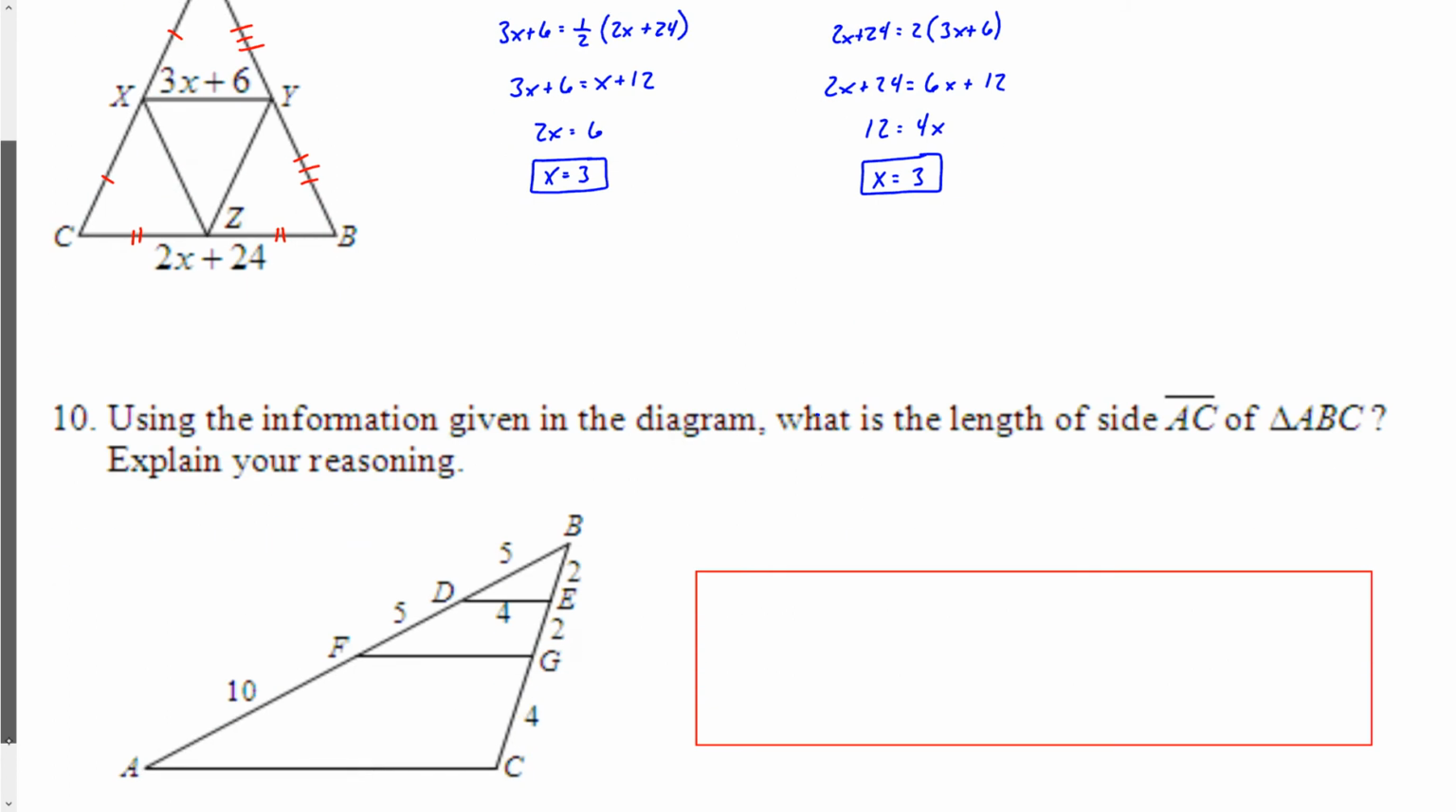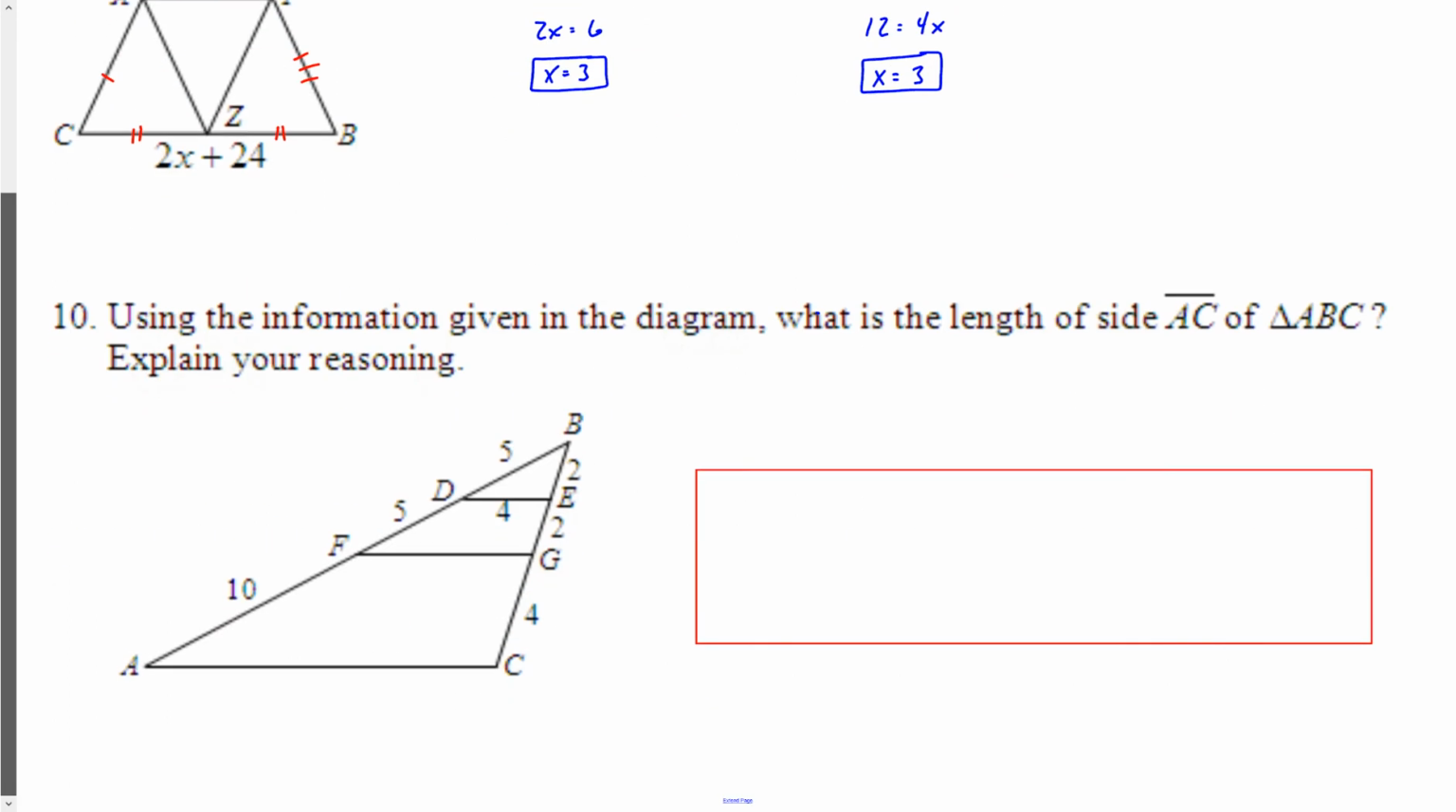All right, our very last example. Using the information given to you in the diagram, what is the length of side AC in this triangle ABC? And then see if you can give an explanation for your reasoning.